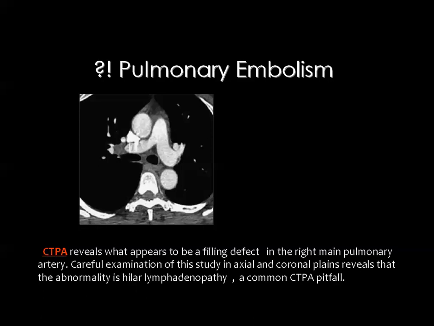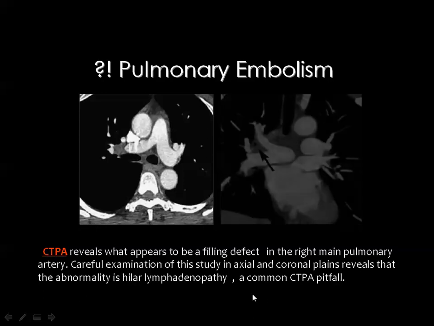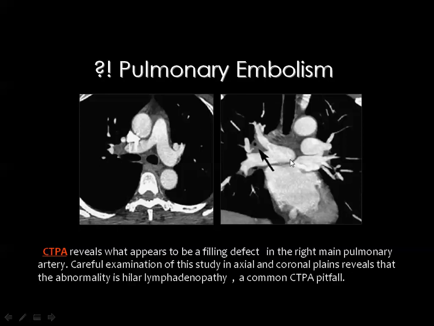Then care should be taken whenever interpreting a case like this in order not to interpret this as a pulmonary embolus. On the right side, there may be an artifact or a misinterpretation of this lesion to be inside the pulmonary artery. If you have the coronal reconstructed image, you will see that the pulmonary artery, its upper lobe and lower lobe branches are patent, and this lesion was proved to be a lymph node in the mediastinum.